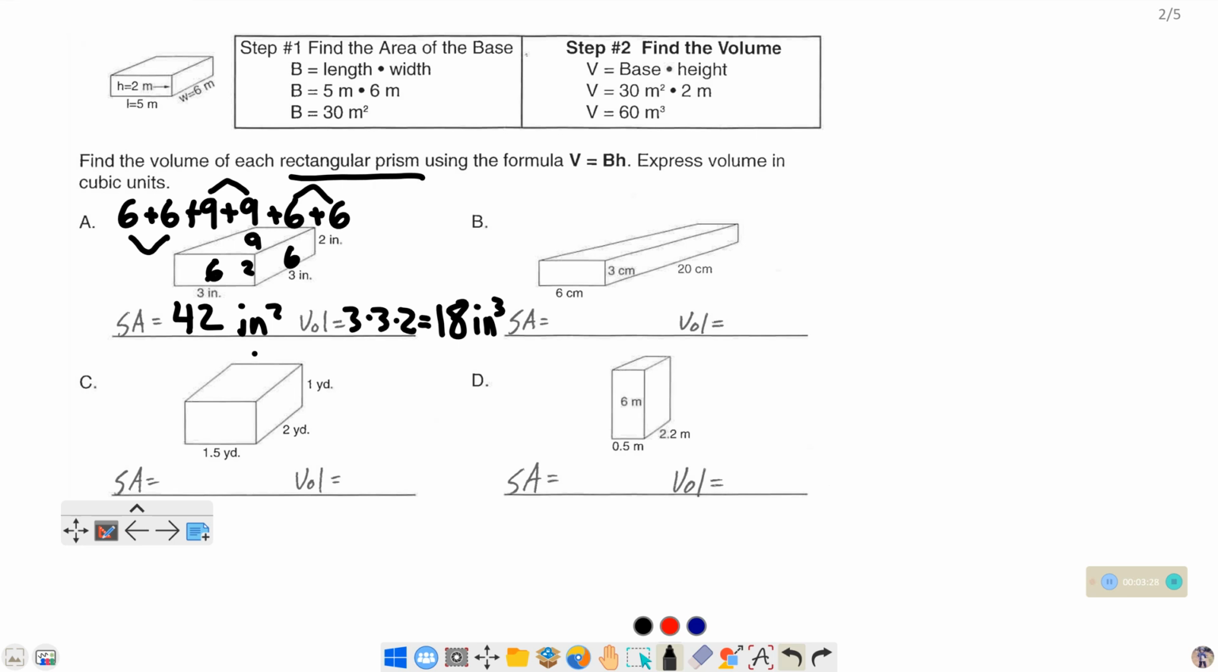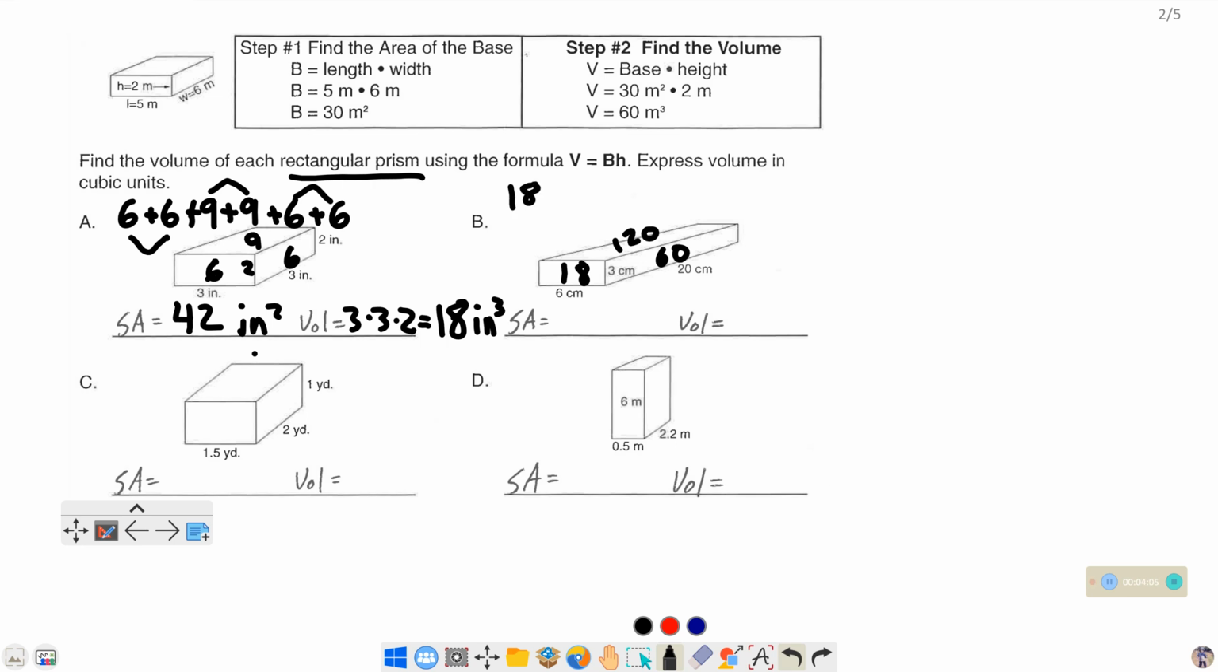What I want you to do on this page only is surface area and volume. Volume goes really quick. Surface area takes a little more time. You have to think. Surface area. Here's a front 18. 3 times 6 is 18. A right-hand side, 3 times 20 is 60. The top is 6 times 20, which is 120.